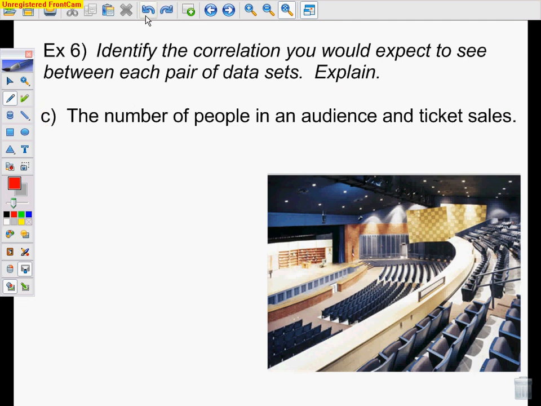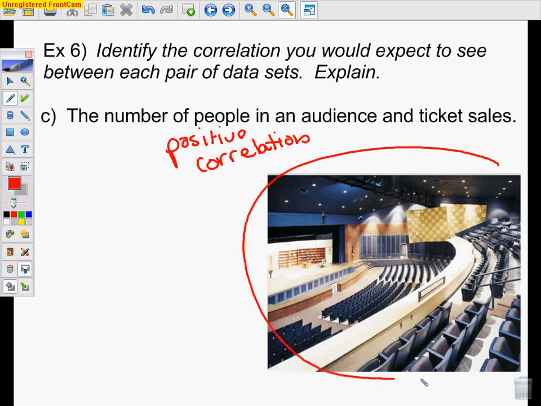All right. The number of people in an audience and ticket sales. This one is positively correlated. Once again, as the number of people in an auditorium or in an audience increases, the number of ticket sales also should increase. So therefore this is positively correlated. Just so that you guys know, this is the beautiful Twinsburg High School auditorium. Isn't it nice? All right, let's move on.